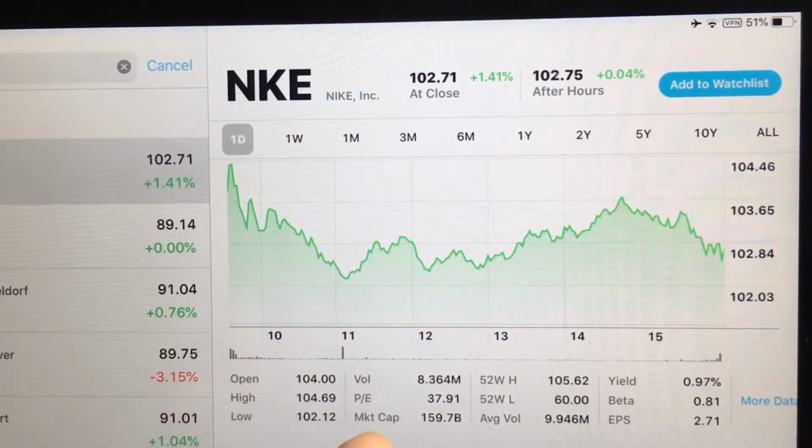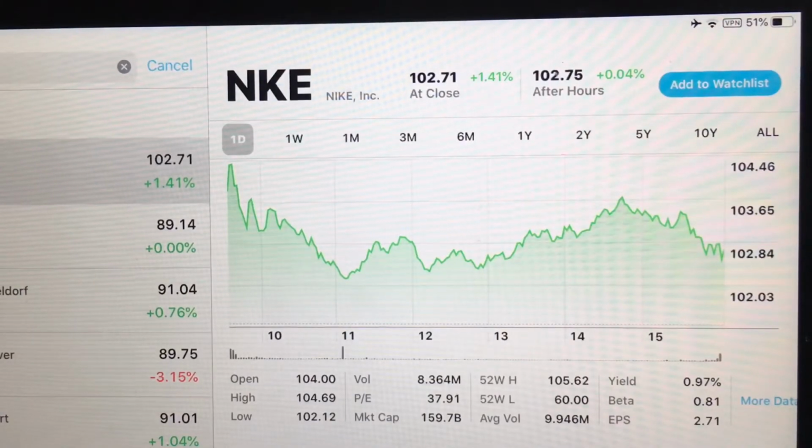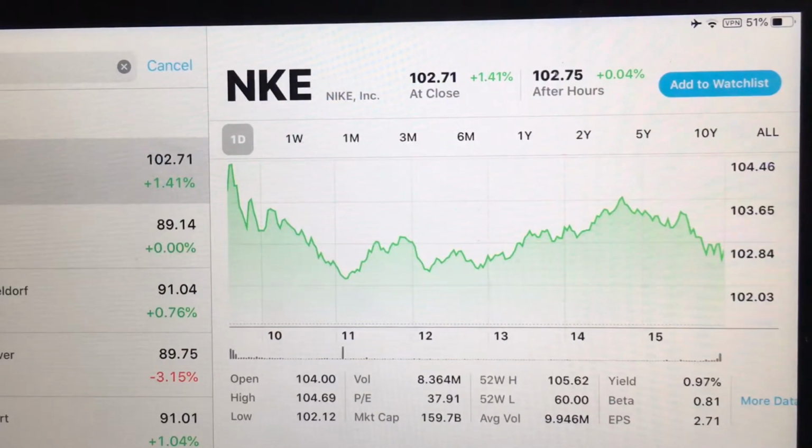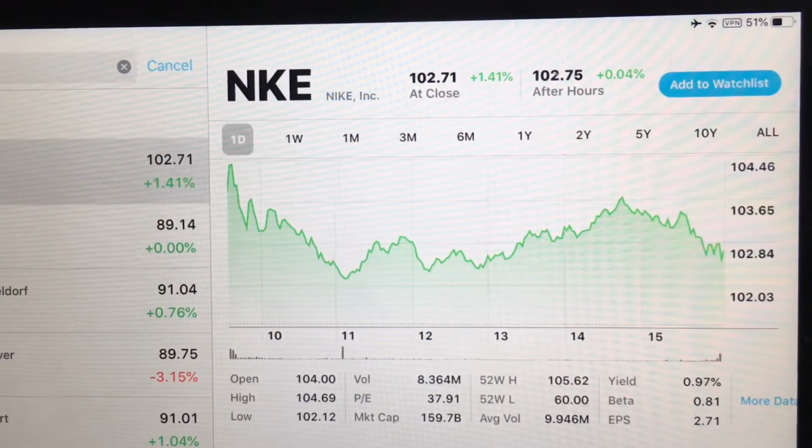PE over here is price to earnings ratio. Now it's a way to value a company by comparing the price of a stock to its earnings. So you divide the price of a share by the earnings per share amount, and you get the price to earnings ratio. It's a good way to see how the company is doing and compare it to some of its competitors.